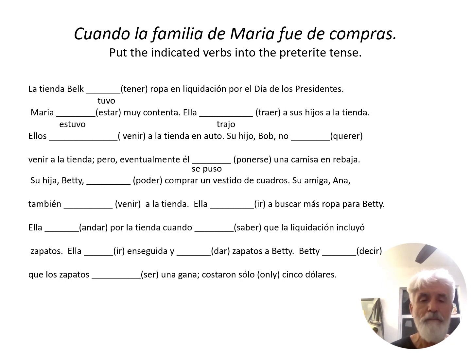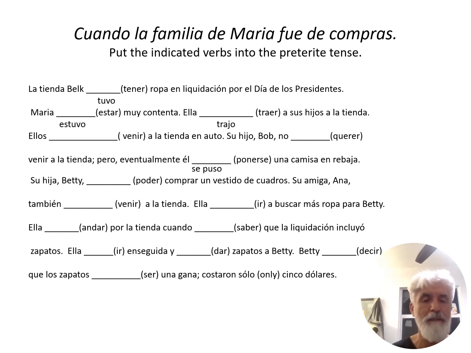And then we have ella traer. Traer is a J stem verb. It means to bring. So we want to say she brought sus hijos a la tienda. She brought her children to the store. So traer is a J stem, so it's tra, and ella trajo. The ending is an O.